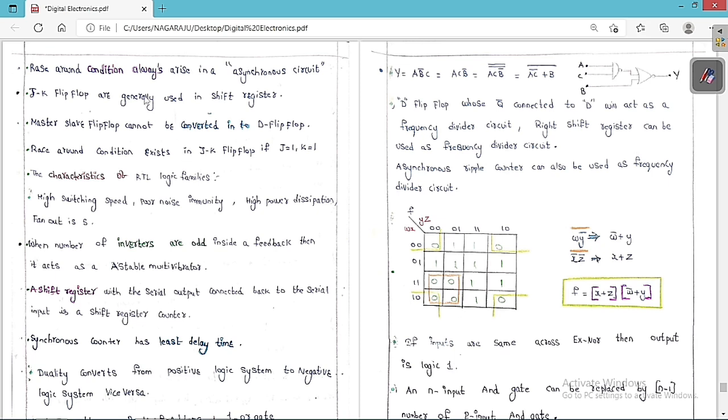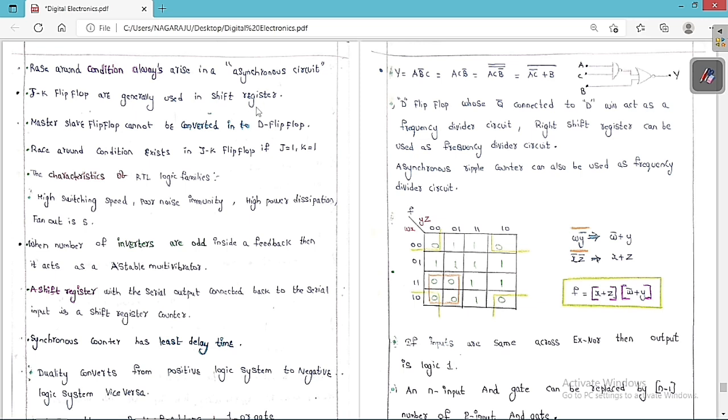So race around conditions always arise in an asynchronous circuit. Race around condition means the output keeps changing continuously from 0 to 1 and 1 to 0, like a super fast express. If you give a feedback for S and R, then we get a JK flip-flop, and this race around condition is possible only in asynchronous circuits.